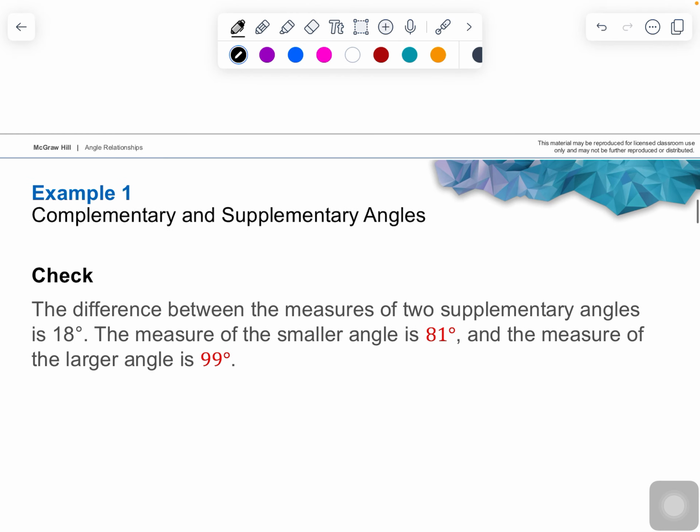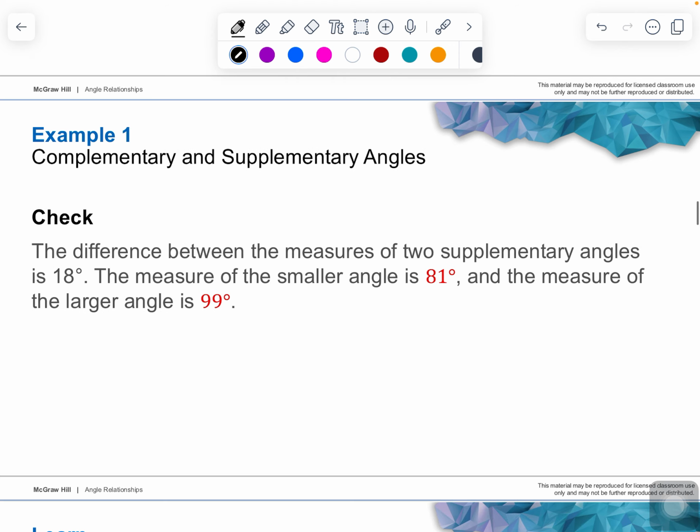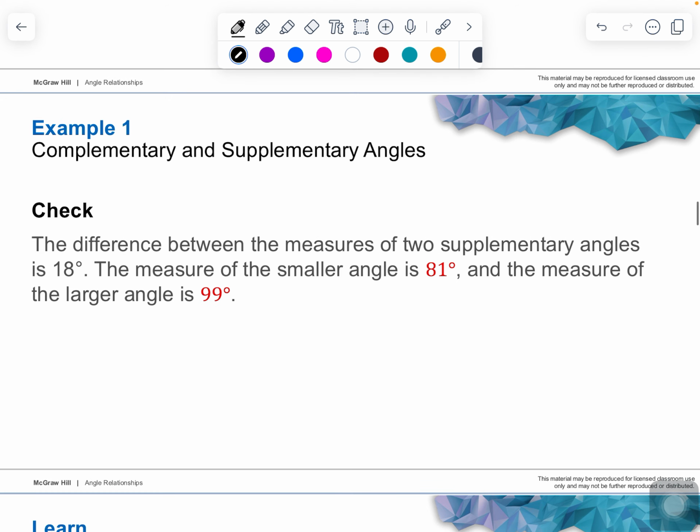Did you get that it was 81 and 99? If not, go ahead and call a teacher over and ask what went wrong. Talk to your neighbors, see what they did. This one will definitely be an Alex topic that you'll need to practice, because this is a standard and we need to know how to do it. All right, let's move on.